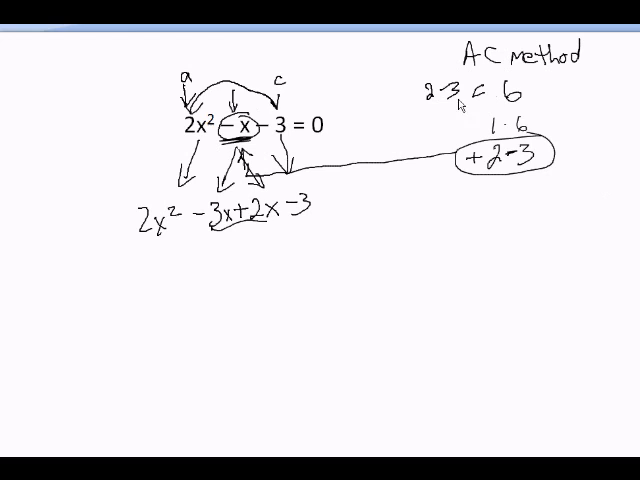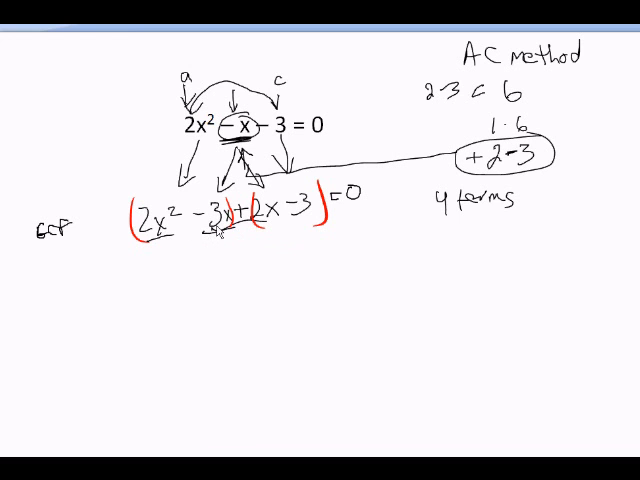Now we're going to factor using the 4-term method, because now we have 4 terms. It's also called factor by grouping. I group the first 2 in parentheses and the second 2 in parentheses, making sure there's a plus sign between them. I factor out the greatest common factor of each group.